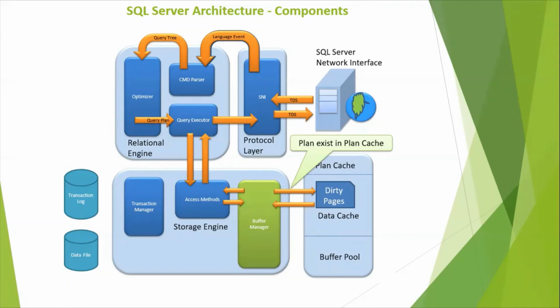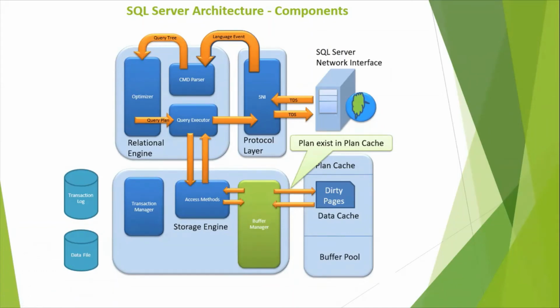If the plan does not exist in the plan cache, it generates a plan tree, a query tree, right? A query tree is nothing but, you have a huge query, and it will be divided or normalized into multiple parts, and that query tree will be sent to the optimizer. The optimizer is a cost-based optimizer.